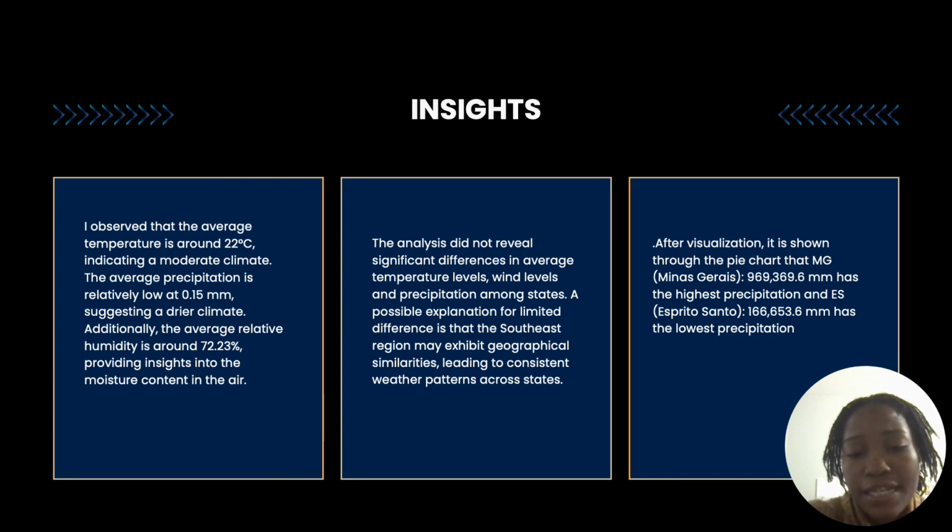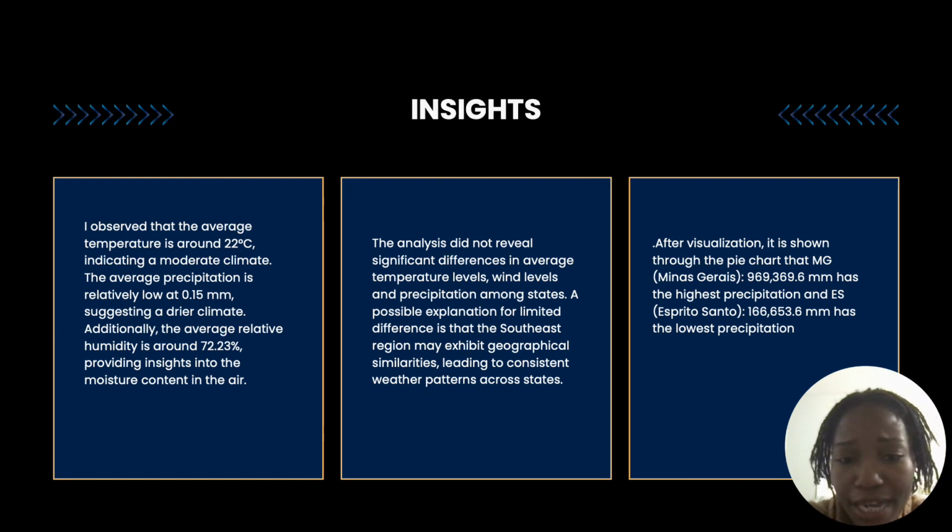Now, what were my insights at the end of the day? The first thing was that I observed that the average temperature is around 22 degrees, which indicates a moderate climate as expected. The average precipitation was relatively low at 0.15 millimeters. That's why on the graph, you're able to see that it looks like it's non-existent, because it's a very small value. And this suggests the climate in the southeast region is a drier climate. Also, the relative humidity is around 72.23%, which provides us insights into the moisture content in the air.